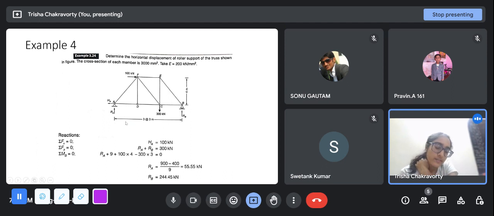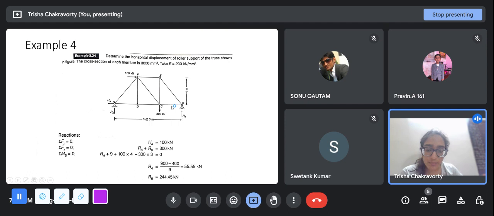Be consistent with sign again. RA and RB we have assumed in the upward direction, and 300 in the downward direction. We take the moment about any one point. I would have taken it about this point because two forces will have no contribution. It comes down to the same whether you take moment about A or B. HA provides no moment about B, because the line of action of HA passes through point B.